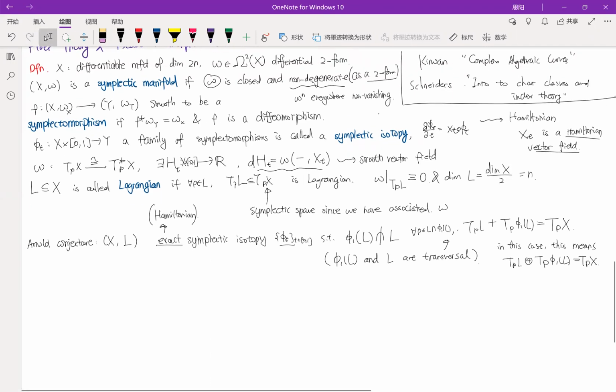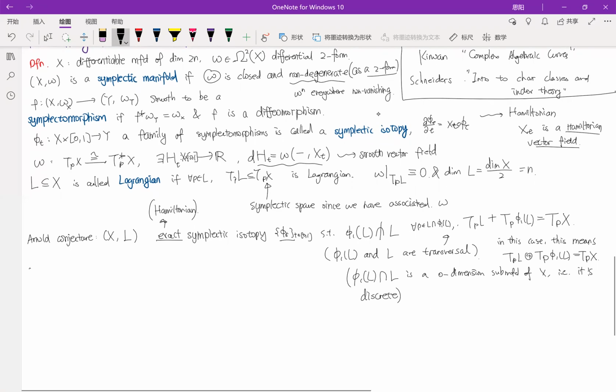And also the set is a 0-dimensional submanifold of X, i.e. it is discrete. So in the case X is compact, the intersection of phi 1 L and L, the number of points in this set is finite.